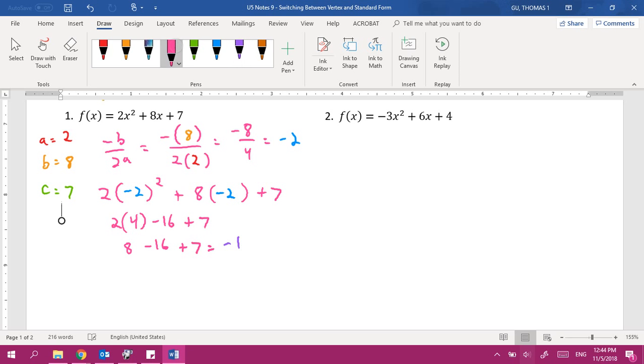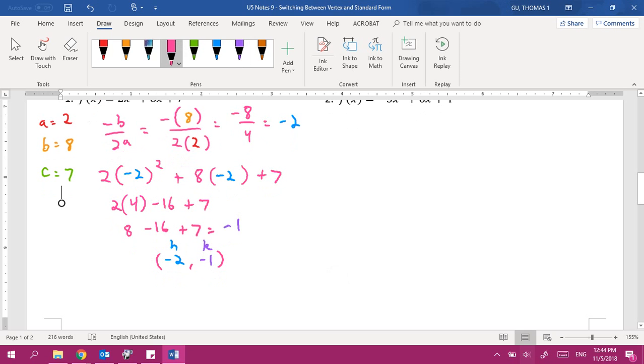That's right. So my vertex is going to be what? Negative 2, negative 1. That's right. Which one's h? Which one's k? Negative 2 is h. Right? And k. There we go. And so what will my final answer be then? How do you write your final answer? F of x equals 2, right? Because the a is 2. And then? Parentheses x plus 2. Close the parentheses. Squared. Minus 1. There you go. Very good.